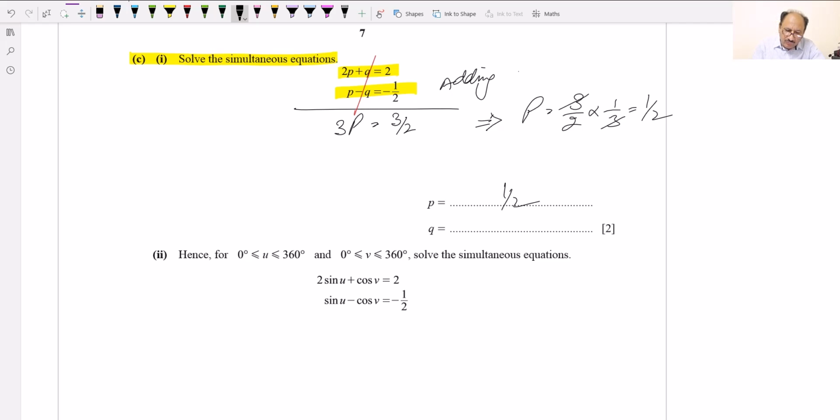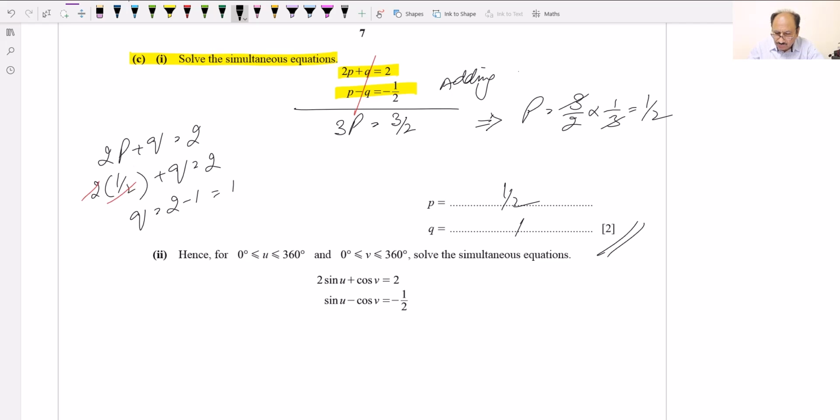Now we need to find Q value, so we will replace in any of the equations. I am replacing in the first one. 2P plus Q is equal to 2, and P is 1 by 2, so this one plus Q is equal to 2, and these two will be cancelled, and Q will be equal to 2 minus 1, which is equal to 1. So Q value is 1, and this is for 2 marks. Hopefully you understood this.